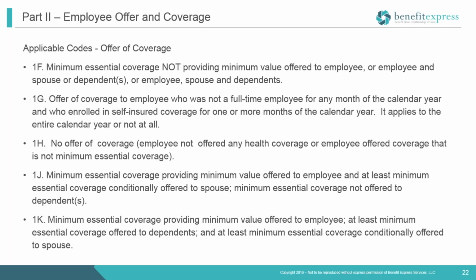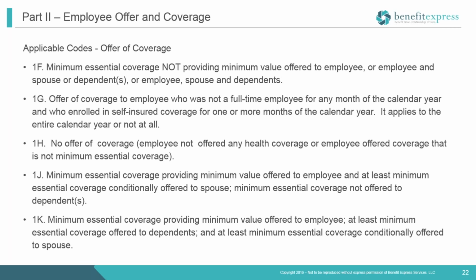1G and 1H. 1G is, again, for situations where you're self-insured and you offer coverage to an employee who is not a full-time employee. So these are people in COBRA, retirees, or part-timers. You use 1G. 1H, no offer of coverage. Now, 1H is extremely important because these are months that there was no offer of coverage, and there could be situations where that's fine. That person wasn't full-time, that person was not employed, so 1H is an extremely important code to use if you have a lot of turnover.